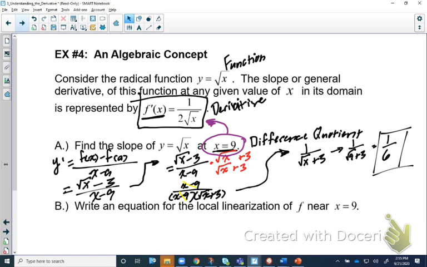Well, when x was 9, that's going to give us a y value of 3. So those are the coordinates. When x is 9, y is 3. Those are the points that we're using for our point-slope form. So I'm going to say y is equal to the slope of the tangent line, which was 1 over 6, times x minus 9 in this case, plus 3. And so that would be the equation of the actual tangent line.